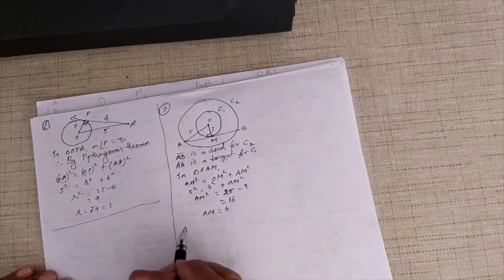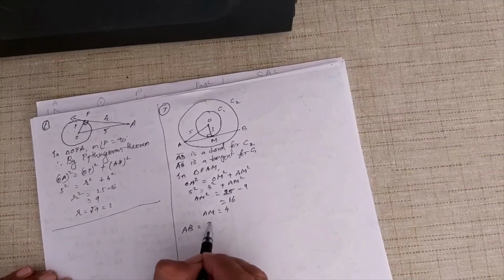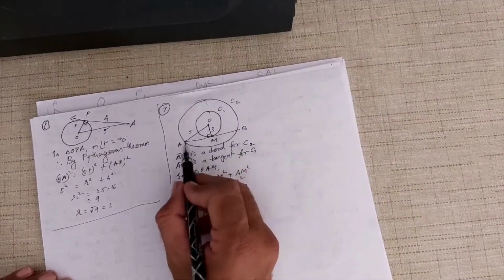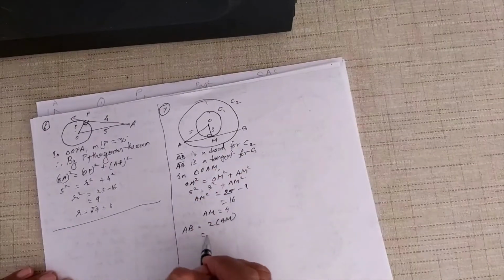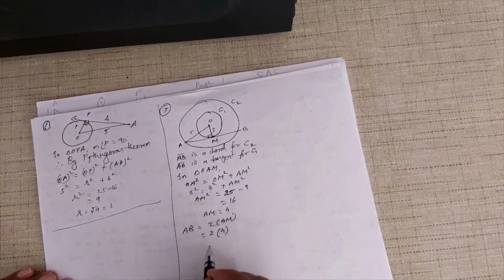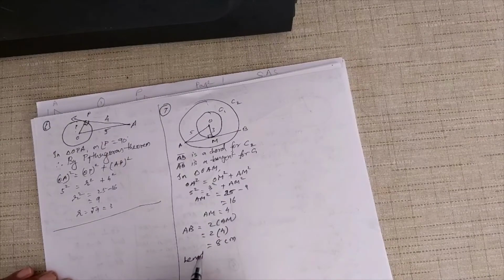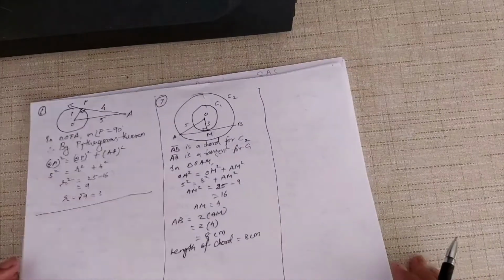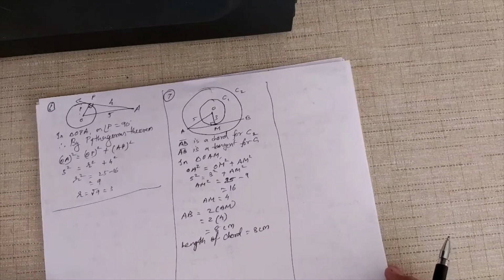Now you want to find AB. AB is equal to twice AM. AB will be 2 times 4, that is 8 centimeters. So the length of the chord is 8 centimeters.